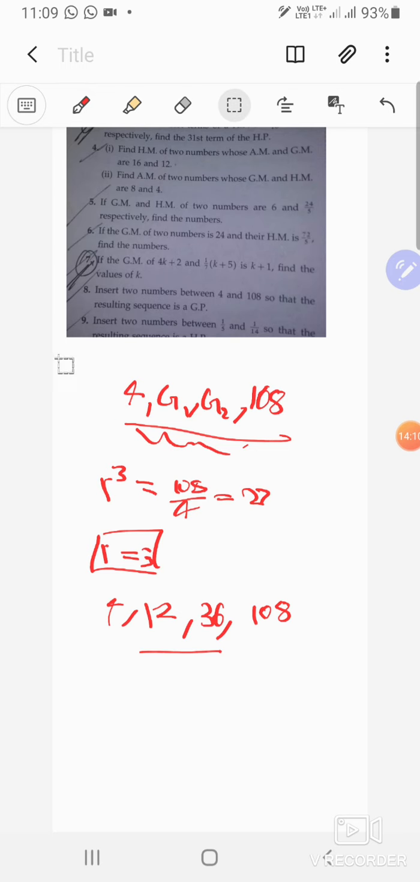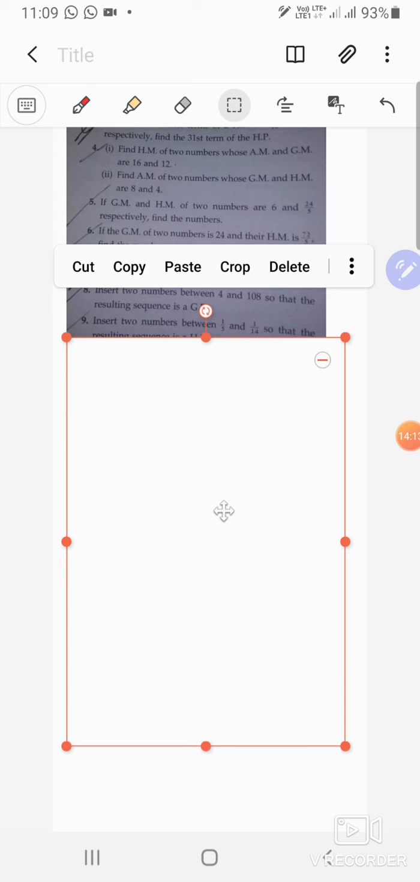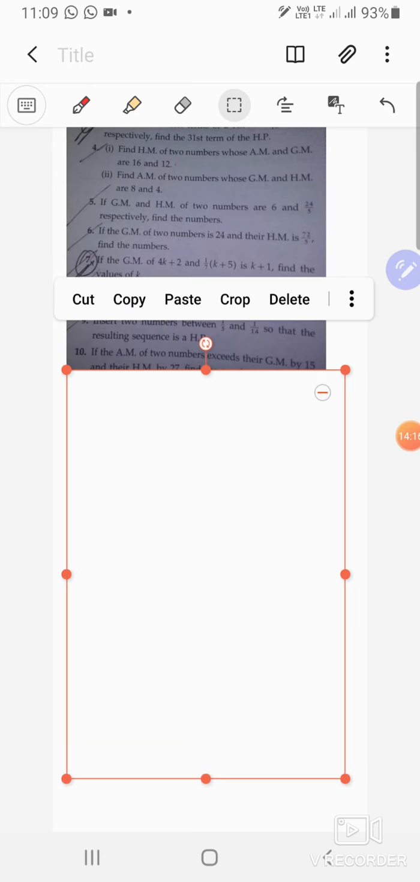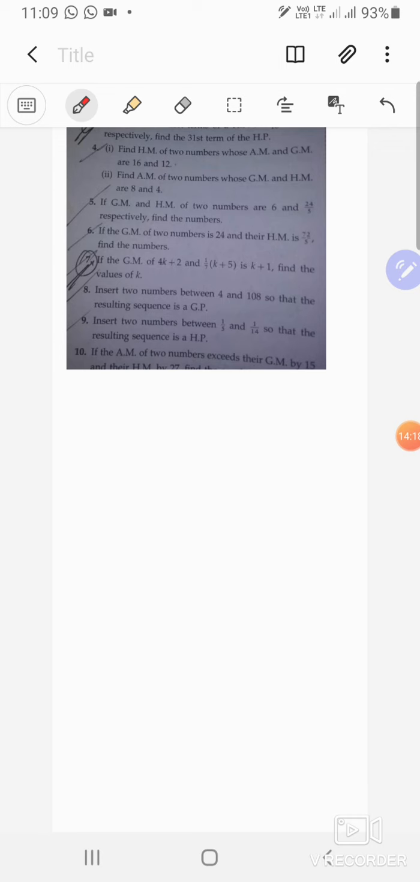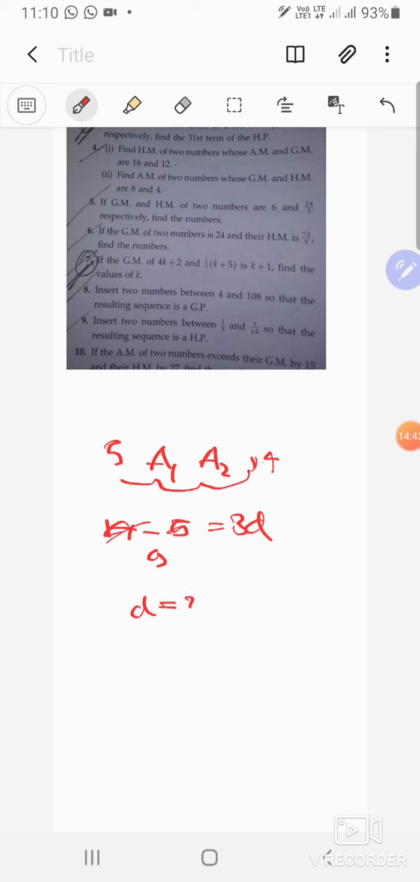Okay, easy. Next: insert two numbers between 1 by 5 and 1 by 14 so that the resulting sequence is an HP, which means that we have to insert two numbers between 5 and 14 such that the corresponding AP will be formed. Okay, so you got A1 and A2 over there. So we will have 14 minus 5, that is going to be 3 times the difference. 14 minus 5 is 9, so the difference is going to be equal to 3. So you got 5, 8, 11 and 14.